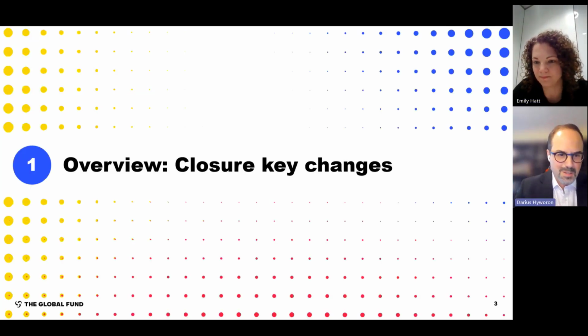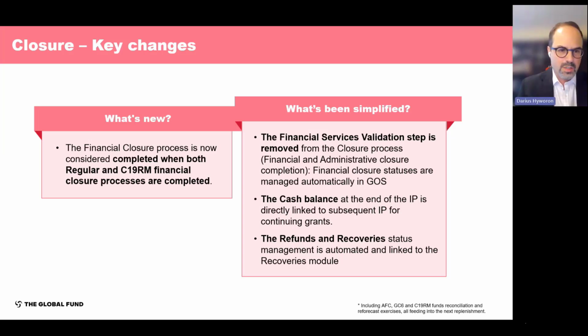Thanks, Emily. I'll start with a little bit about closures and what's changed. What's new is that the closure process for a particular grant will be completed when both regular and C19RM financial closure processes have been completed. That's one thing that's different from before. In terms of what's been simplified, the first step is more internal, but the cash balances, for example, at the end of the IP are directly linked to subsequent IPs for continuing grants, and there's also a status between the recoveries module on closure. I'm going to go to the next slide and talk about three specific situations.